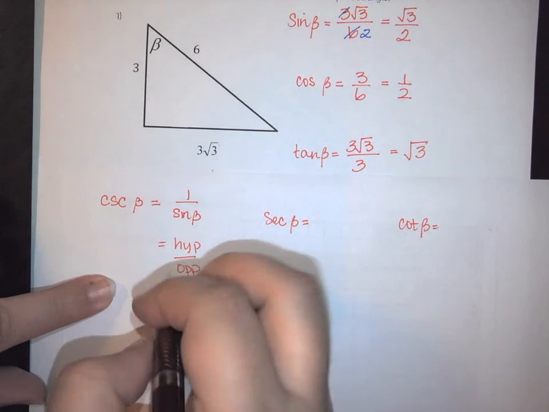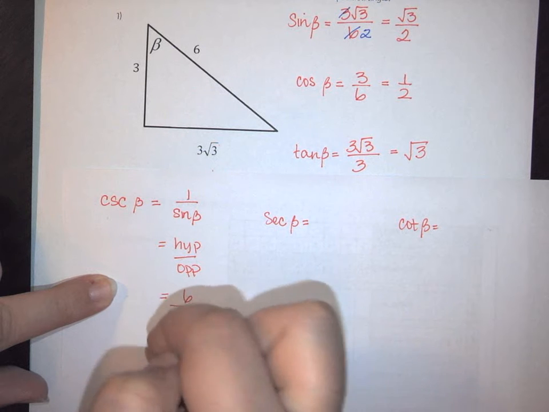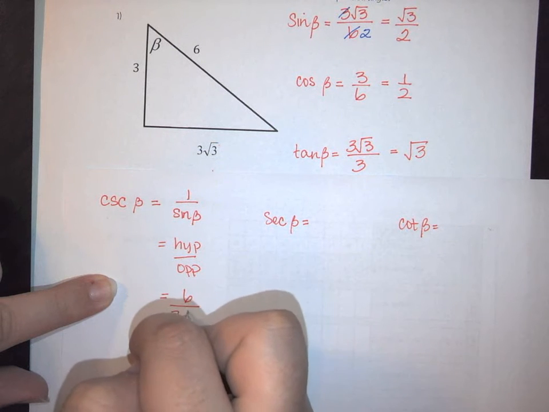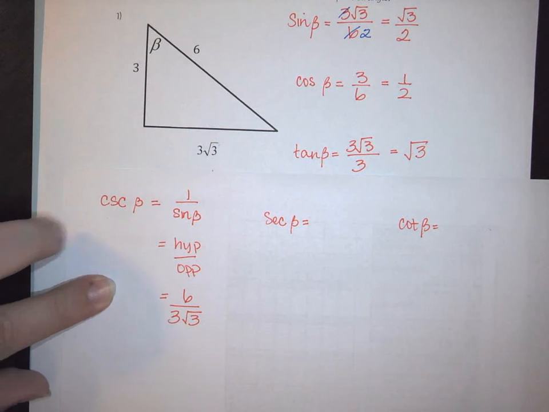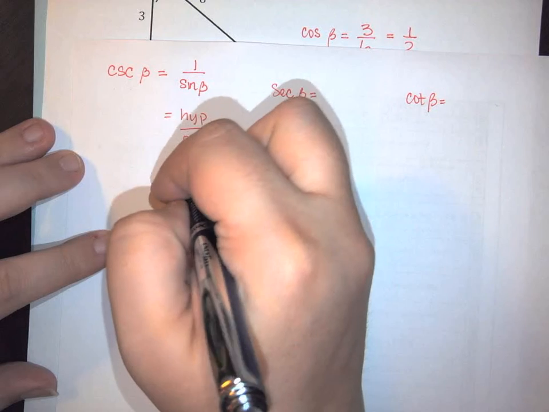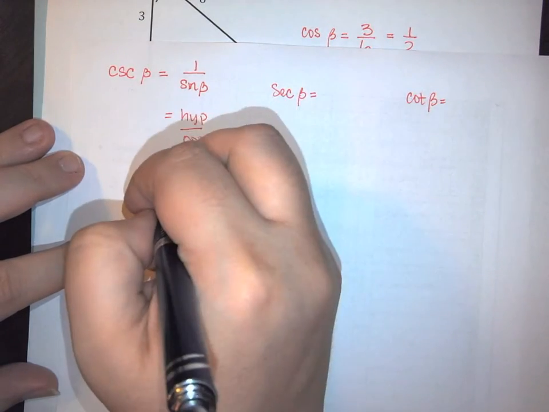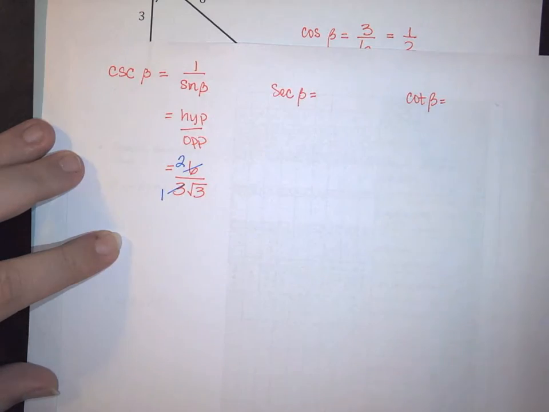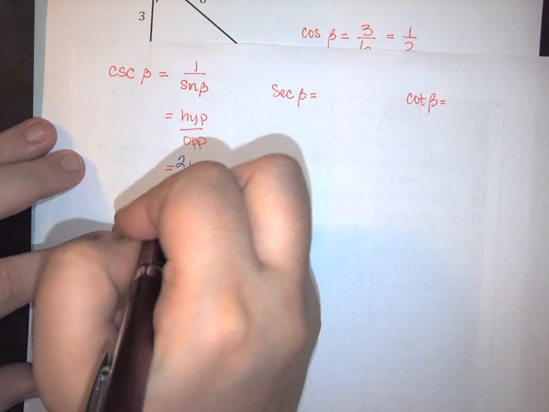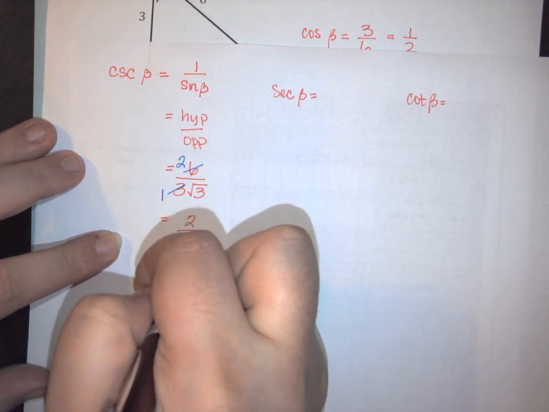So if we're using the definition of hypotenuse over opposite, then in this case, my hypotenuse was 6. My opposite was 3 square roots of 3. Now in reducing this, the first thing that you would do is reduce the 6 and the 3. So this goes away, leaves a 2 on top, which means that what we actually get here is 2 over the square root of 3.